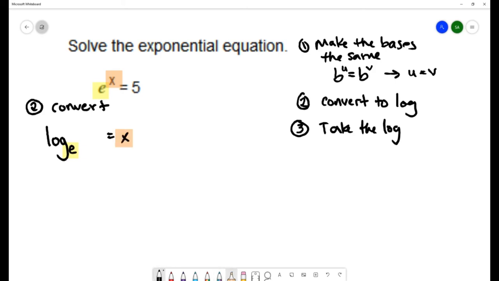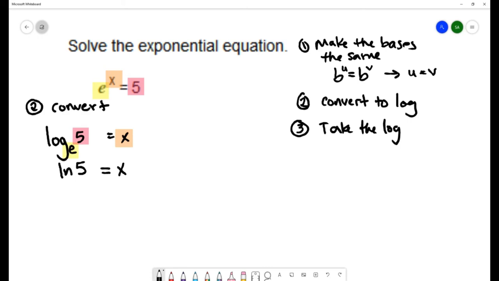And then the 5 is going to go on the inside of the logarithm. So we get x equals log base e of 5. We don't typically write log base e. We have special notation, which is ln of 5. So we have x equals natural log of 5. And we've solved the exponential equation. We get natural log of 5 as the solution.